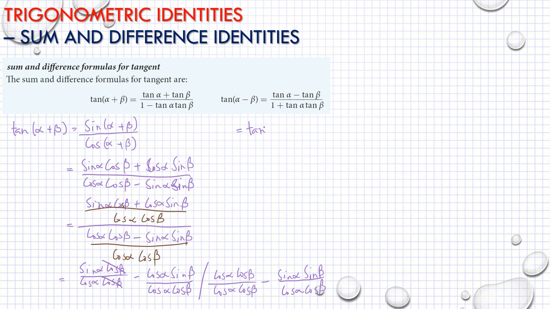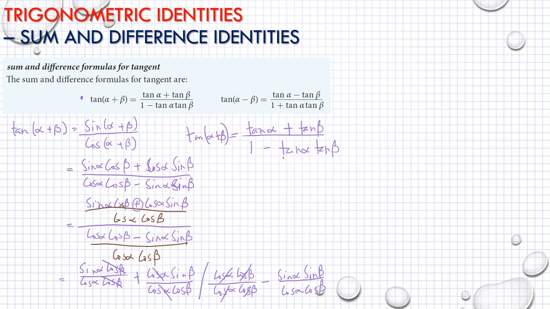Then we have tangent alpha, plus cosine alpha will become 1 there, so we have tangent beta, divided by 1 minus tangent alpha tangent beta. I did something wrong here. This should be plus because it's plus there. So we have tangent of alpha plus beta is equal to tangent alpha plus tangent beta, divided by 1 minus tangent alpha tangent beta.